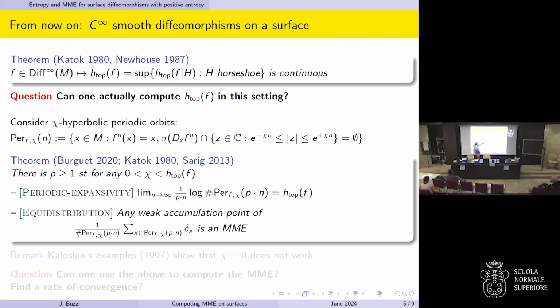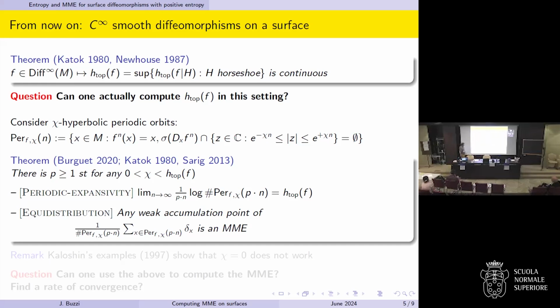Okay, so it's known by the results of Katok that if you take a lower bound chi which is strictly less than the topological entropy, then you will have many periodic points, many hyperbolic points with this lower bound chi. I will say chi-hyperbolic points. First, as numbers, essentially you have a logarithmic estimate that tells you that the number of such periodic points is exponential in the period times the topological entropy.